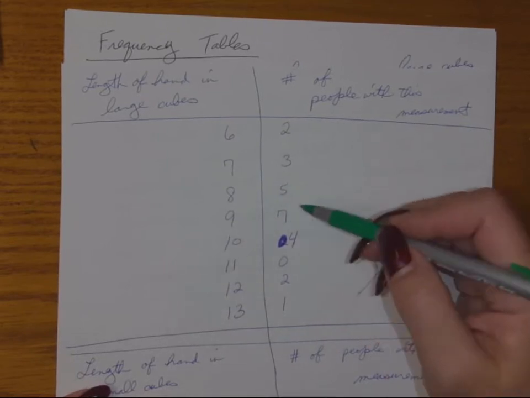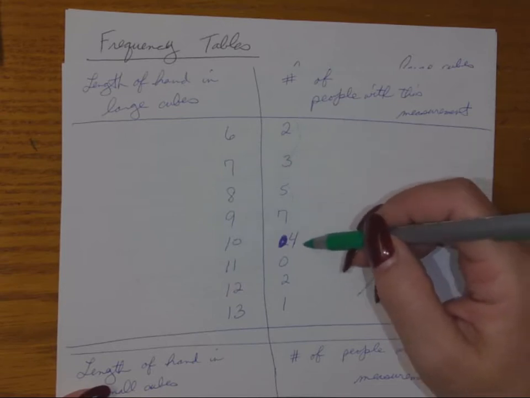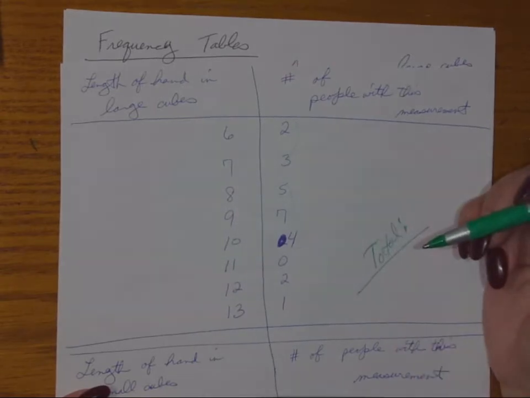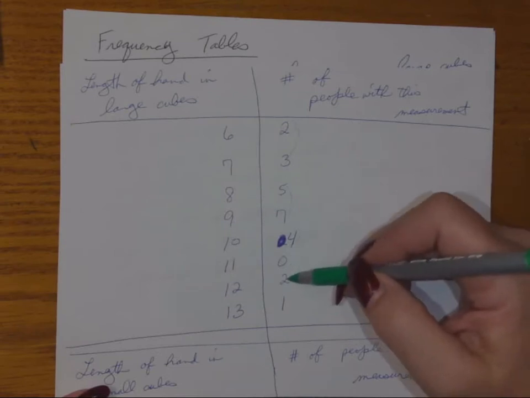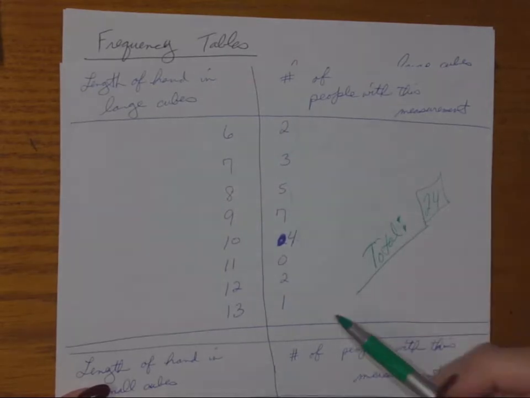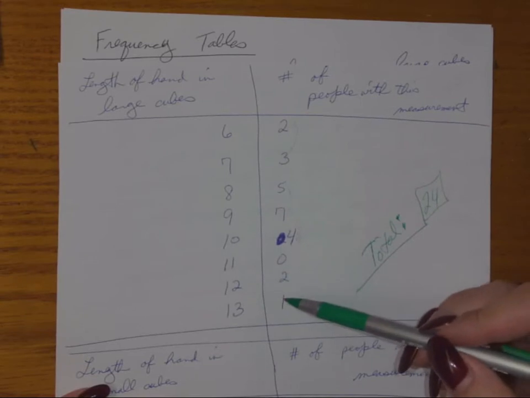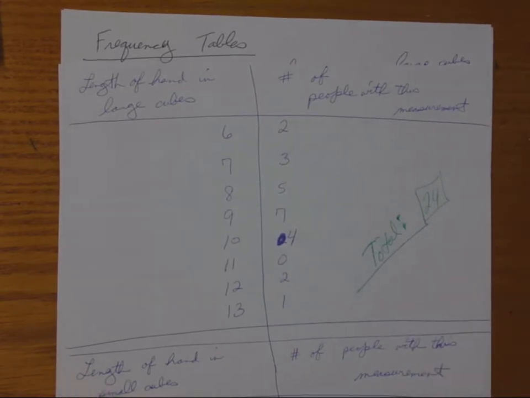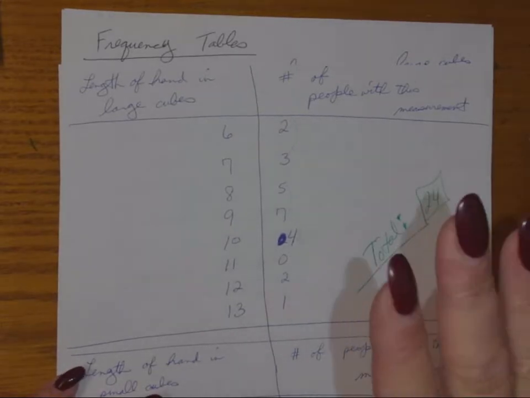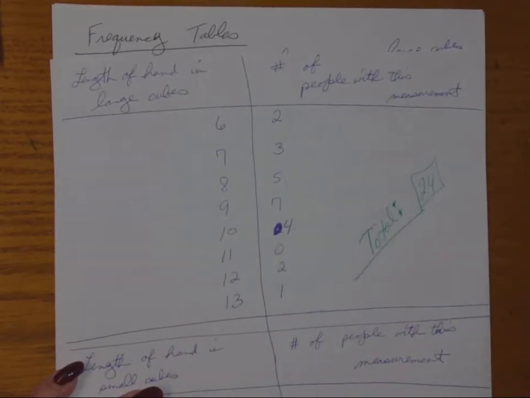So real quickly, I've got 12, and 5 is 17, and 4 is 21. Please check my math. 21, 22, 23, 24. I believe there were 24 people in this class. So double check: that's 10, 17, 21, 22, 23, 24. I'd hate to make a mistake on this video and have to go back and correct it. So that's what that would look like. This is a frequency table, and basically it tells me how many people have this many large snap cubes as their hand measurement.